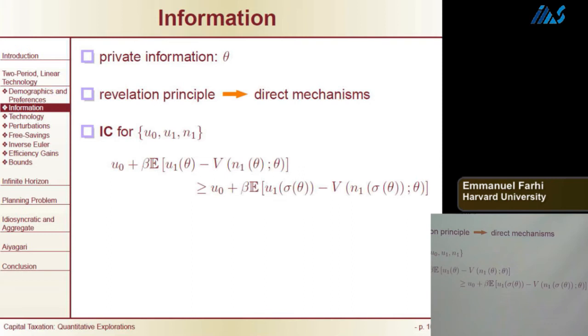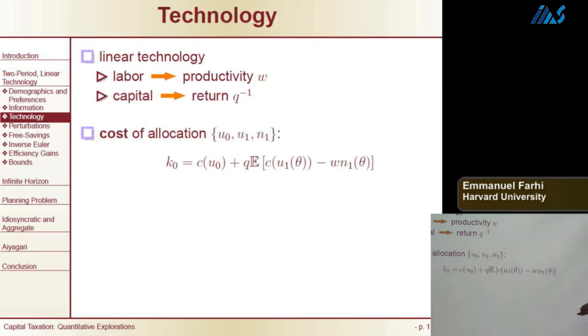So we're going to use the revelation principle to study direct mechanisms. An allocation is going to be incentive compatible if it satisfies these familiar constraints, which just say that truth-telling dominates any other reporting strategy, sigma. So that's for incentive compatibility.